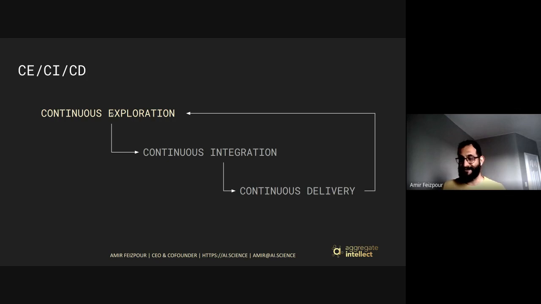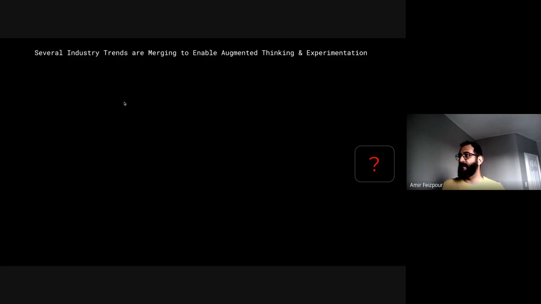So eventually in an automated way, but at least in the short term in a significantly augmented way. So why am I saying this? Why do I think that this is going to happen?